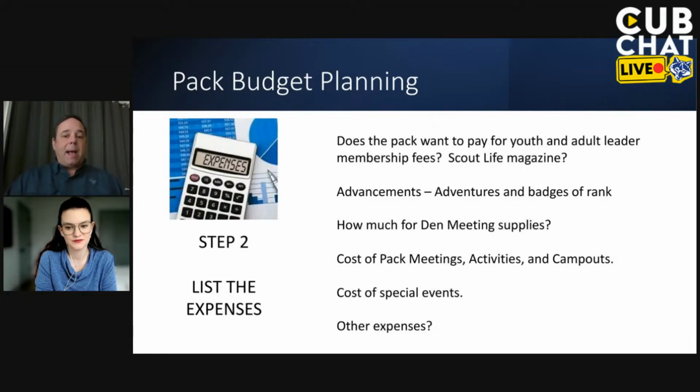The cost of your pack meetings, your activity campouts. When you do a campout, do parents pay for the campout and the food each time, or are so many campouts already included in your budget, right? It's those types of things that you want to work through and talk about. What's the ideal? And then the cost of your special events, your Pinewood Derby, your Blue and Gold, all those things, and any other type of expense that may have come up through that great brainstorming session.